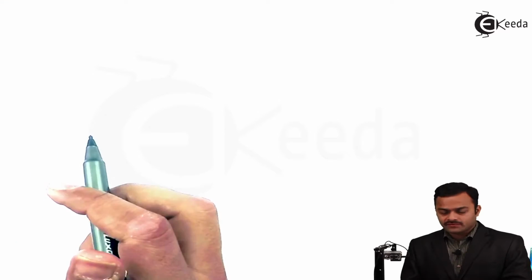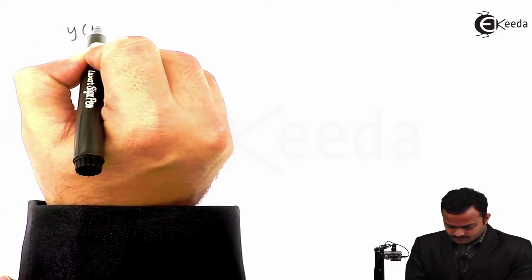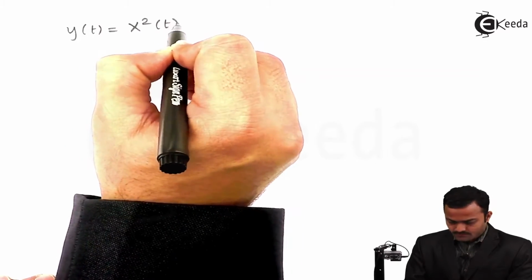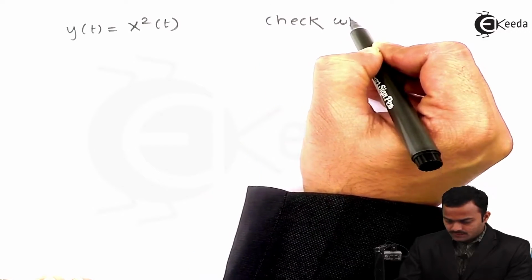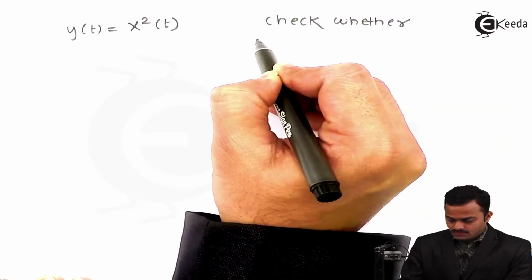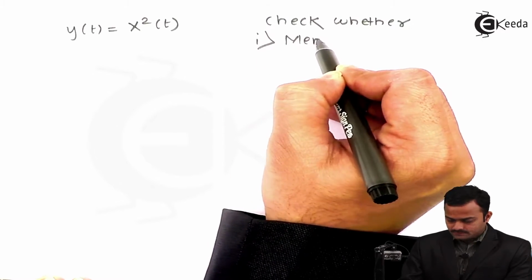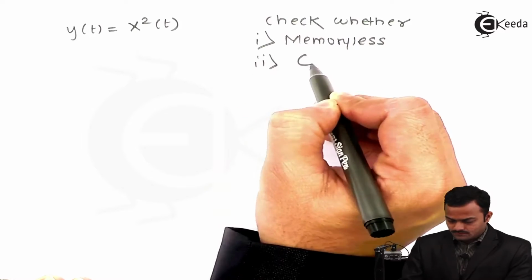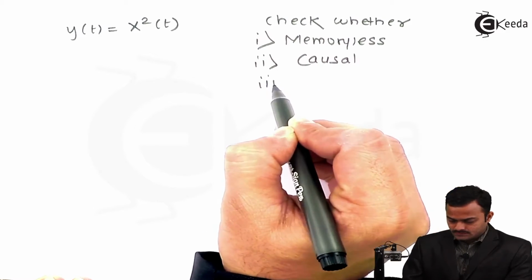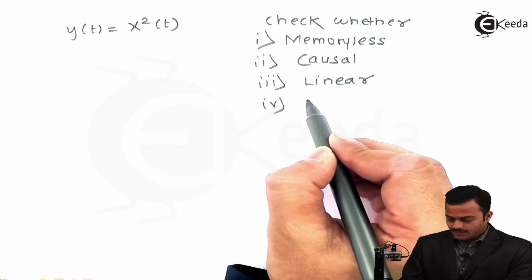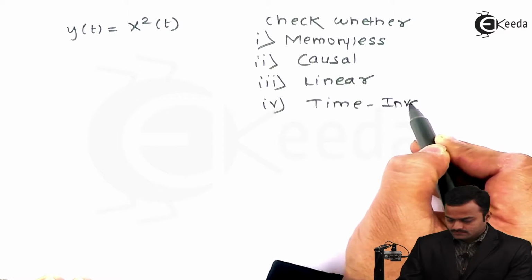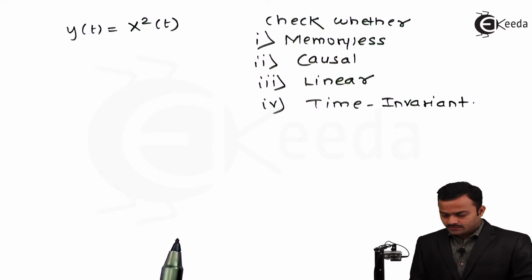In this video, we are going to take one continuous time system and we'll check its properties. So the system is given like this. For this system, we have to check whether it is memoryless, causal, linear, and time invariant. So let's see one by one.